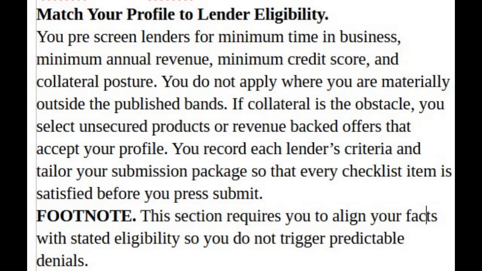Match your profile to lender eligibility. You pre-screen lenders for minimum time in business, minimum annual revenue, minimum credit score, and collateral posture. You do not apply where you are materially outside the published bands. If collateral is the obstacle, you select unsecured products or revenue-backed offers that accept your profile. You record each lender's criteria and tailor your submission package so that every checklist item is satisfied before you press submit. Footnote. This section requires you to align your facts with stated eligibility so you do not trigger predictable denials.